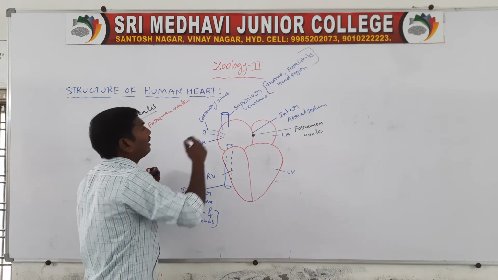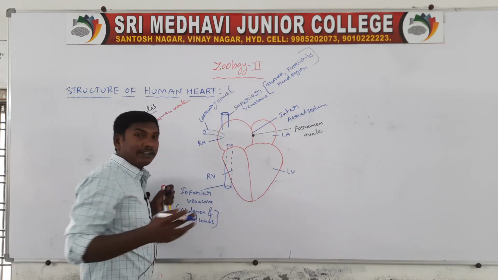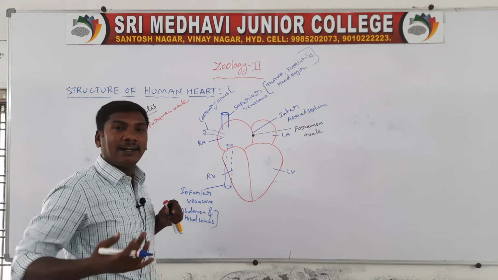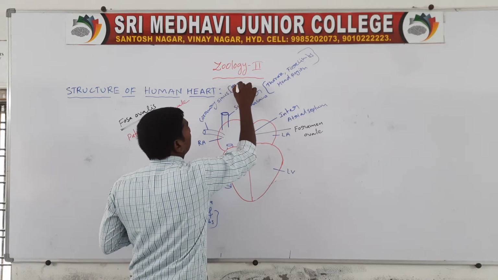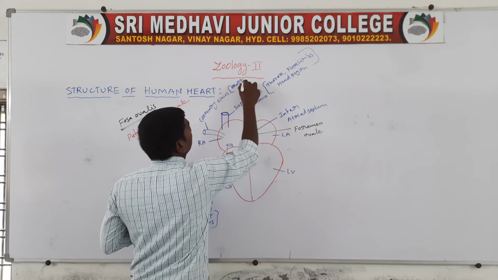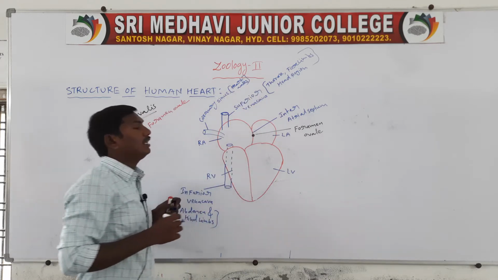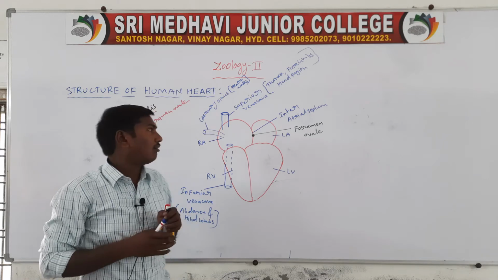Next one, the coronary sinus. It receives deoxygenated blood from the heart valves.